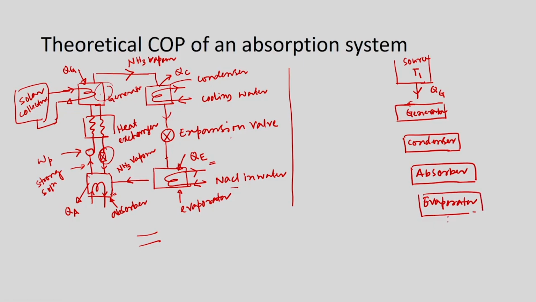And here we need to maintain this region, okay. This region needs to be cool, right. And from the condenser and absorber we take out heat Qc, and then we have Qa.